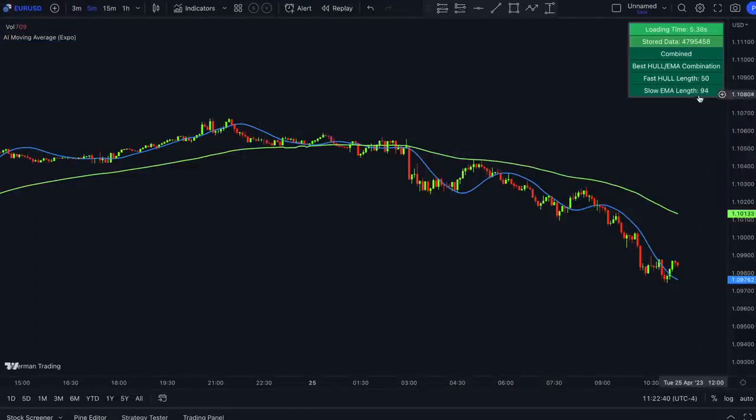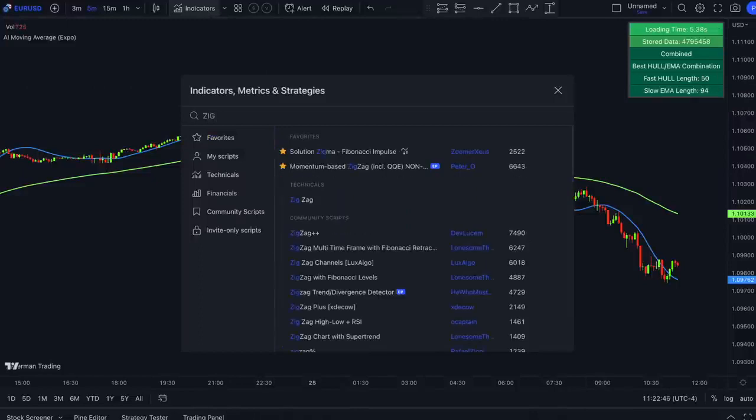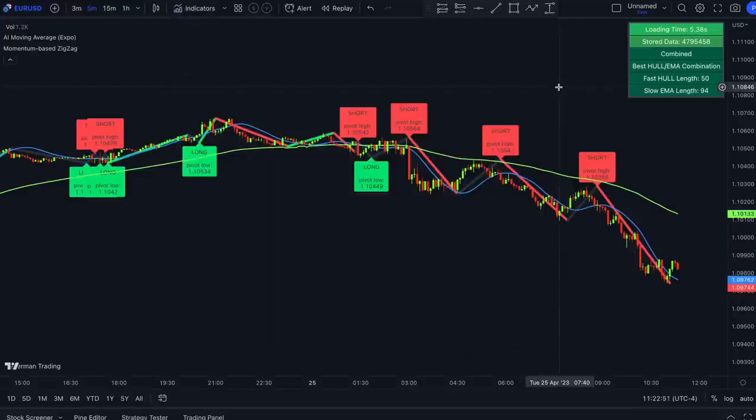The second indicator that completes our strategy is called the momentum-based zigzag. This tool was created by Peter_O. The momentum-based zigzag indicator is a technical analysis tool that combines the principles of momentum and the zigzag pattern to identify potential trend reversals and trading opportunities in the market.